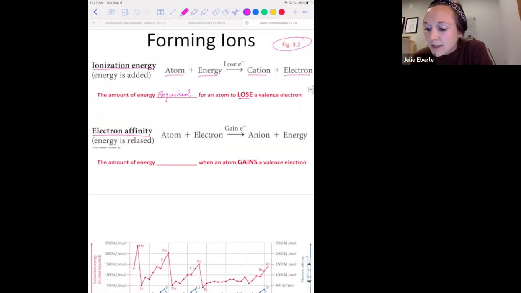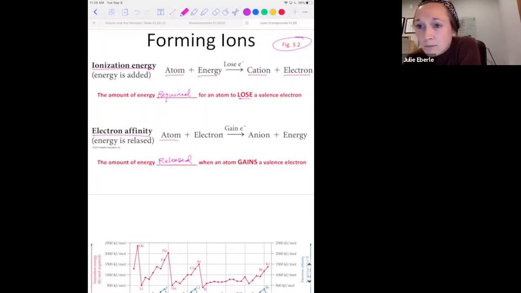The second property is electron affinity, okay? This is the amount of energy released when an atom gains a valence electron. So it's almost just the opposite of ionization energy. If you want an atom to lose an electron, you've got to pay it some energy. If an atom's going to gain an electron, it's going to give off some energy. So it's all about energy here, a trading, a receiving or a releasing of energy.